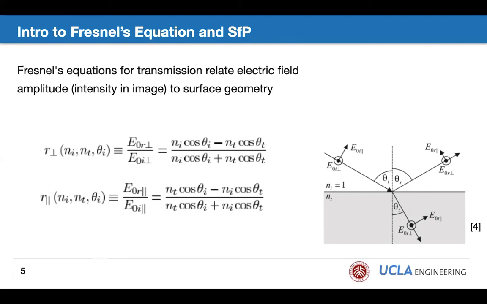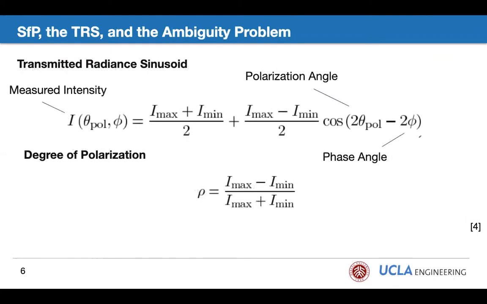Fresnel's equations govern how light interacts with surface material during reflection. They relate the energy of the parallel and perpendicular components of incident light to the angle of the reflecting surface geometry. From these equations, we find the golden equation of SFP, the transmitted radiance sinusoid, which relates the measured intensity of reflected light through a linearly polarized filter to the polarization angle of the filter.